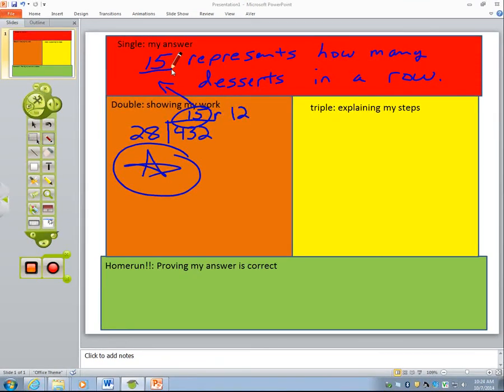Okay, what does remainder represent? How many? No, the remainder. How many are left over? The remainder represents how many left over. What a baker does when he has leftovers.